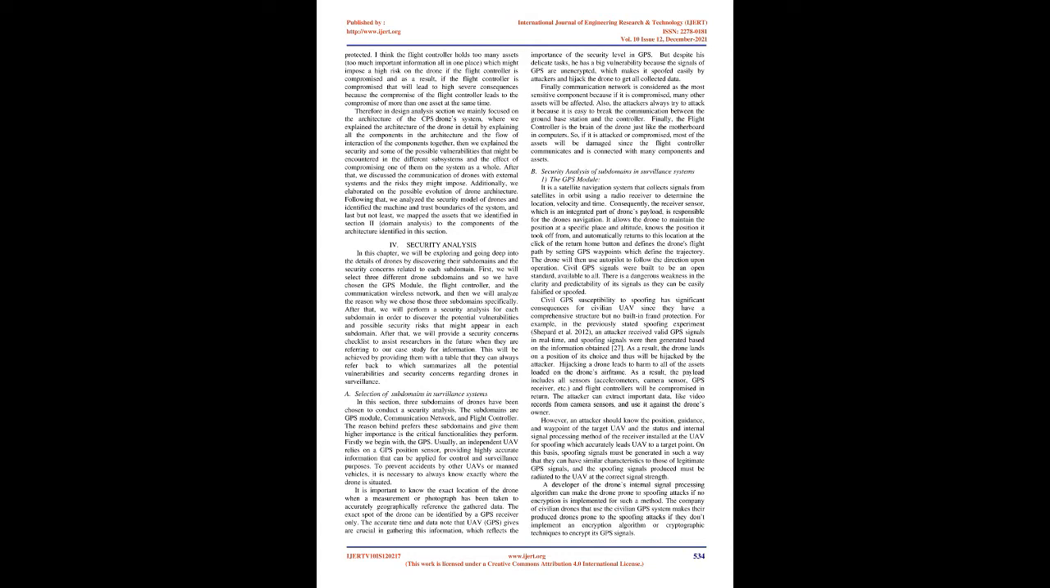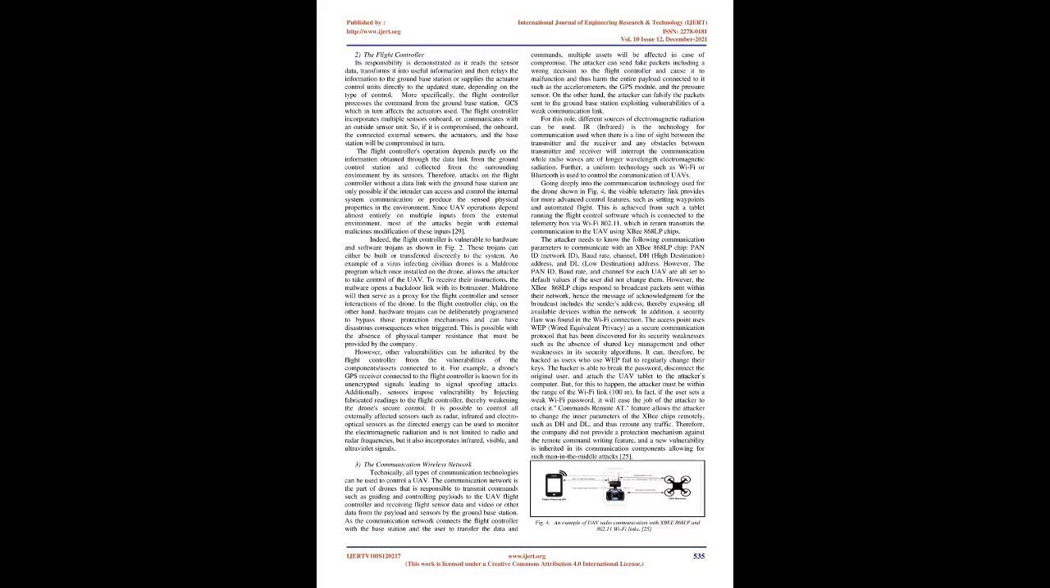But despite its delicate tasks, it has a big vulnerability because the signals of GPS are unencrypted, which makes them easily spoofed by attackers, who can hijack the drone to get all collected data. Finally, the communication network is considered the most sensitive component because if it is compromised, many other assets will be affected. Also, attackers always try to attack it because it is easy to break the communication between the ground base station and the controller.